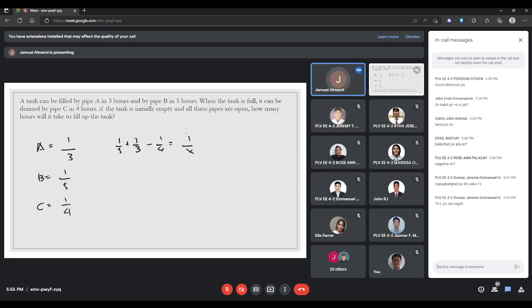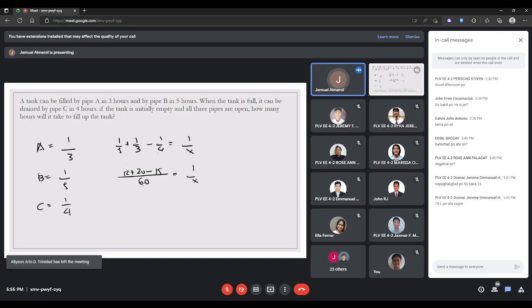Okay? Same job. Yung total na time needed for them to collaborate and fill up the tank. Okay, so ano kaya LCD nito? 60, I think. Hindi kaya ng 30, no? 60 divided by 5 is 12 times 1, so you have 12. 60 divided by 3 is 20 times 1, so we have 20. And minus 60 divided by 4 is 15 times 1, that would be equal to 1 over x.